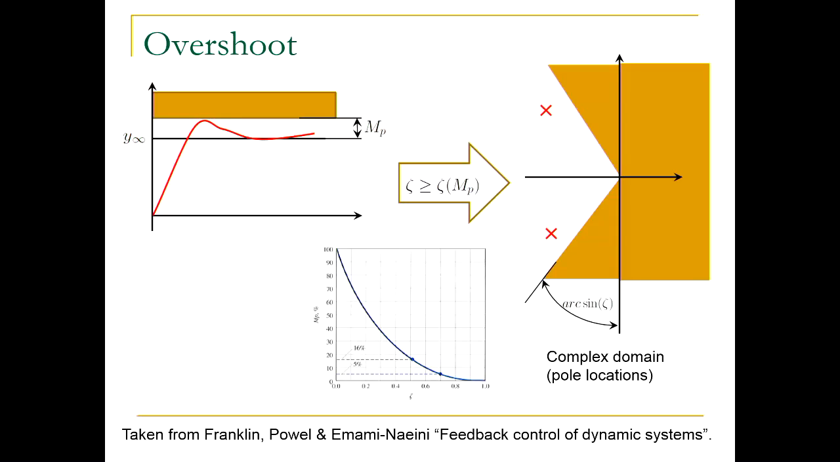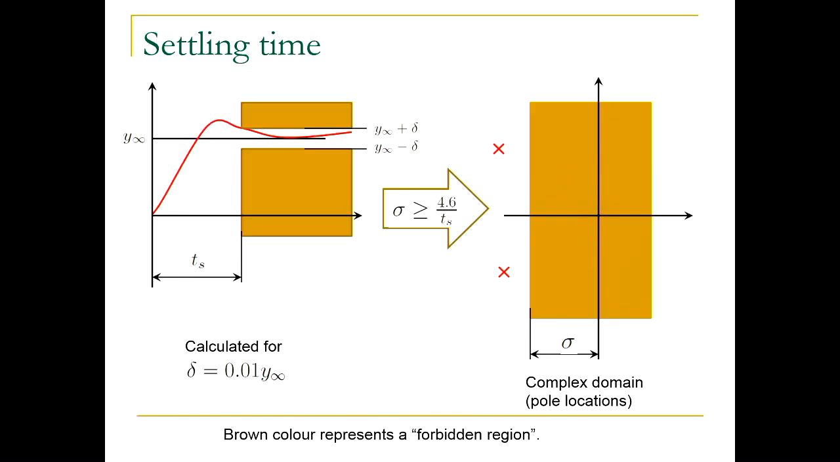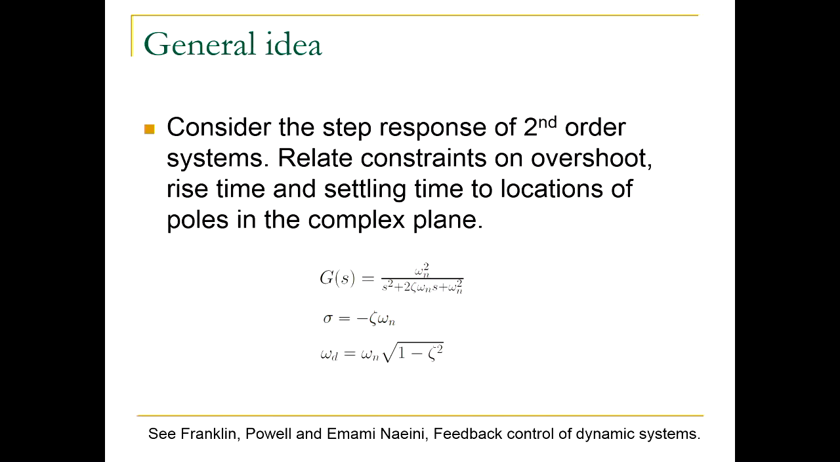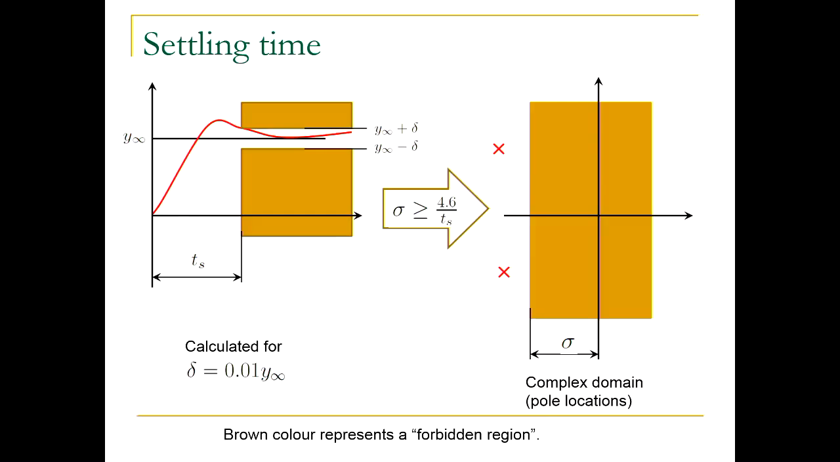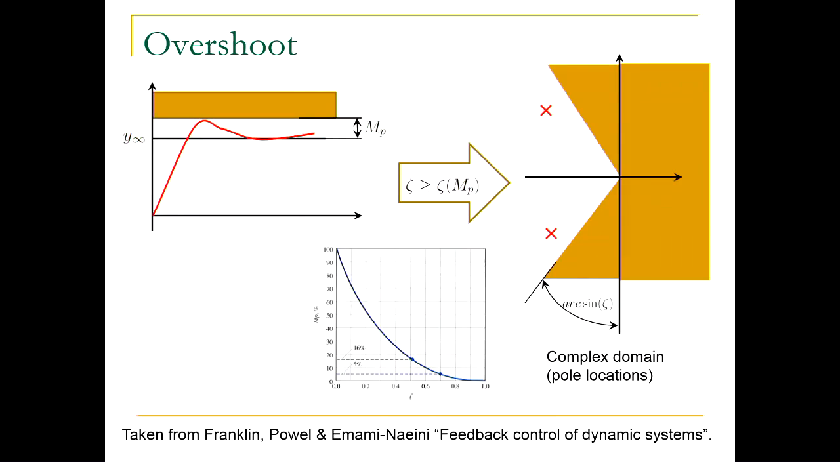So what does this give you? It gives you the relationship between percentage overshoot on this side and the damping on that side. Again, this is only computed for a transfer function like this. So we apply a step input to this transfer function, we observe the output, and these are the conditions you need to achieve on the damping factor in order to get a certain overshoot.